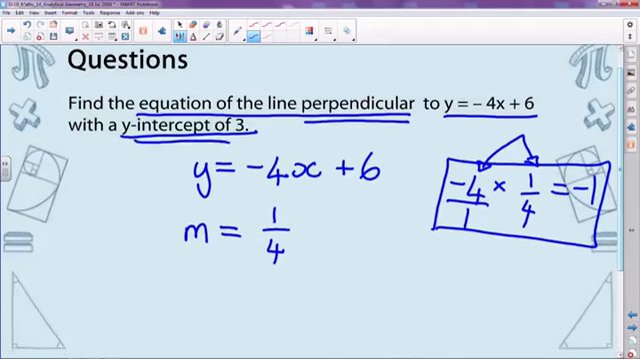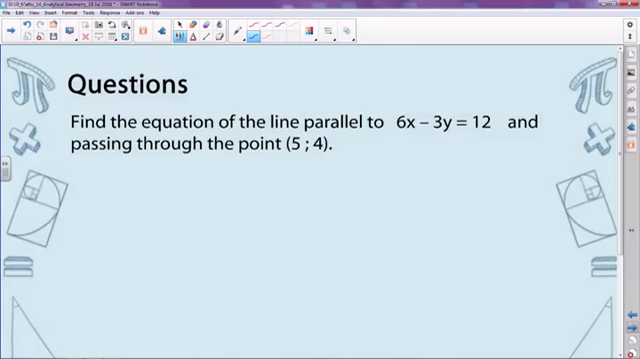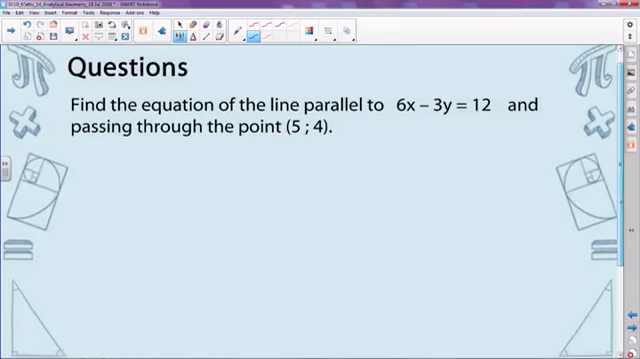But we're also told it has a y-intercept of 3, so that means c equals 3. So the equation of the new line is y equals 1 over 4x plus 3. Not bad. Okay, last question. We're going to do it very quickly. Find the equation of the line parallel to that line and passing through the point (5, 4).